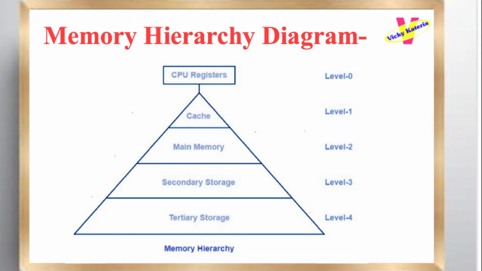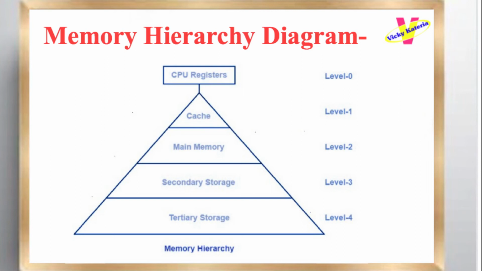Level 2. At level 2, main memory is present. It can communicate directly with the CPU and with auxiliary memory devices through an I/O processor. It is less expensive than cache memory and therefore larger in size. In GB, main memory is implemented using dynamic RAM.